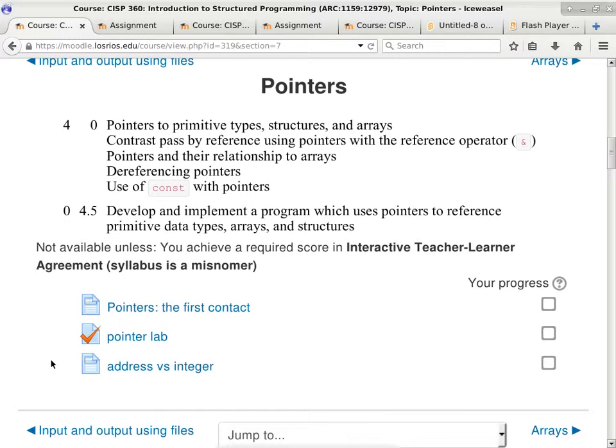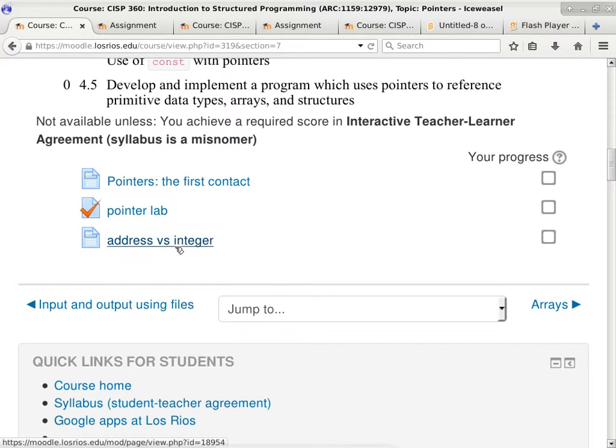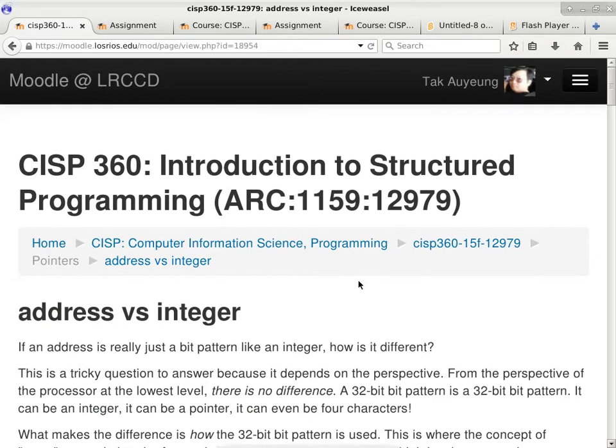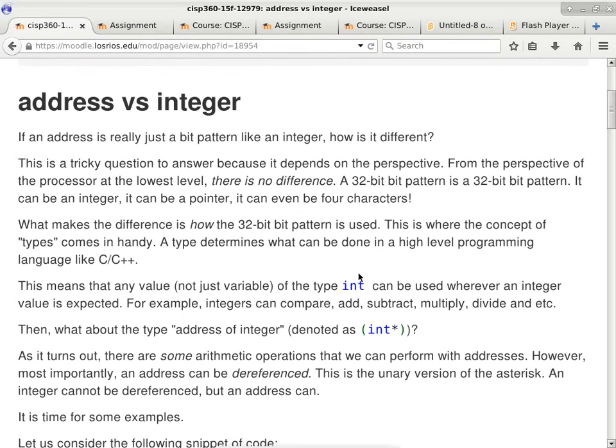So I wrote a new piece. It's called address versus integer. If you scroll down a little bit, it's the last item, address versus integer. What I'll do is not really just read the content here, because reading to me is really boring. I would much rather be doing experiments. So I would actually show you a program, and as we write and try to compile the program, I'll use GDB to illustrate the concepts.